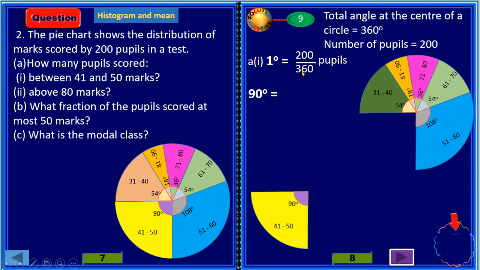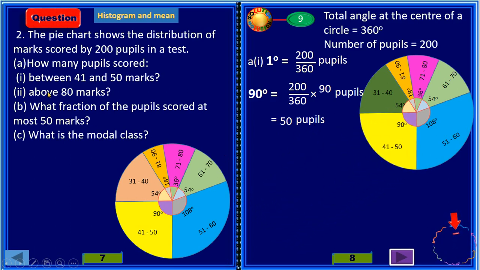So therefore, if 1 degree represents 200 over 360 pupils, therefore 90 degrees will give us this fraction multiplied by 90. That will give me 200 divided by 360 multiplied by 90. So therefore, simplifying that with calculator, we are going to have that the number of people that scored between 41 and 50 is 50 pupils.